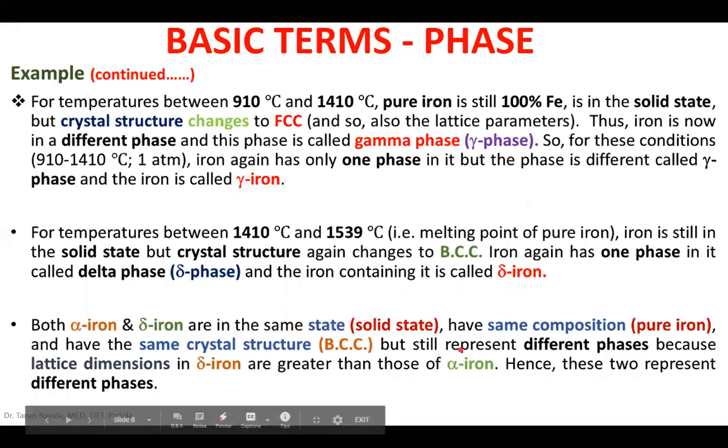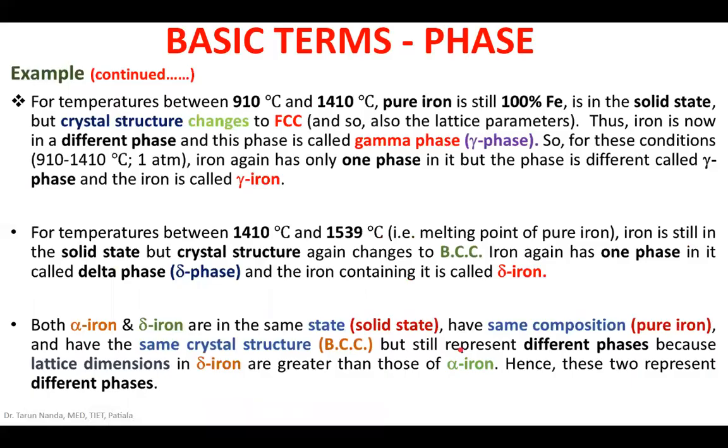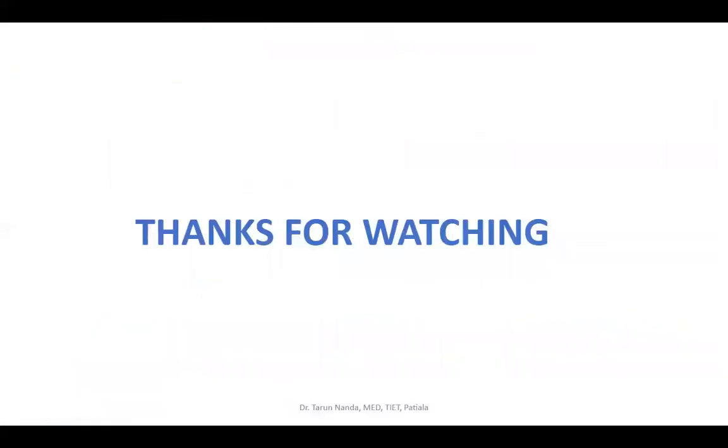And at 1539, iron starts melting. This is the melting point of pure iron, and beyond that, iron does not remain in the solid state, does not have any systematic crystal structure. Atoms are randomly here and there, and the phase of iron is called liquid iron. And beyond 3000, we'll again have iron in the single phase region, gaseous phase, right?